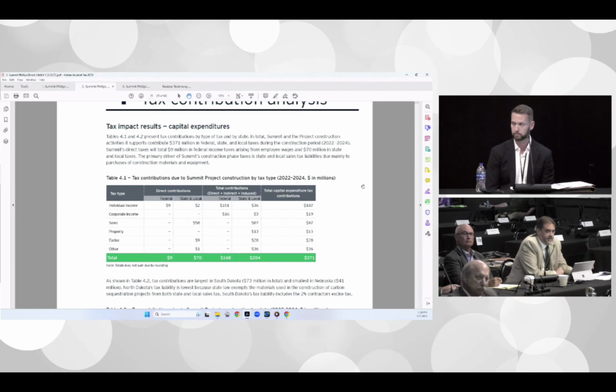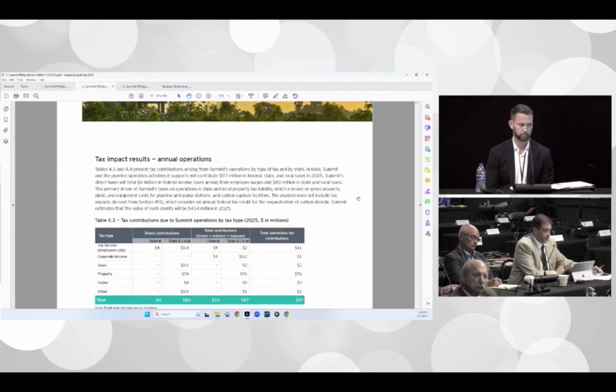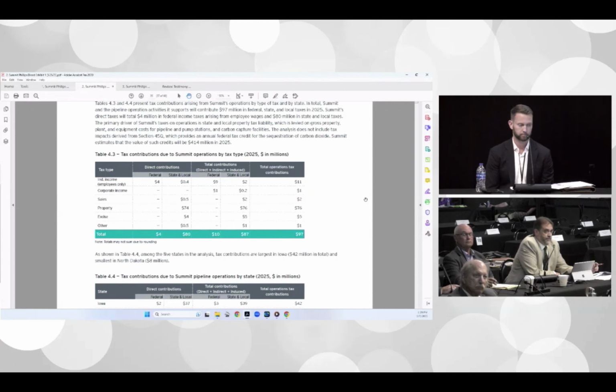And this table is specific to the capital expenditures, correct? That's right. So let's flip over to table 4.3 on page 27, where we have a similar table for annual operations. Is that correct? That's right. And in terms of operations, the direct federal income taxes is expected to be $4 million. Is that correct? That's right, for employees. Right, again from employees. And again, estimated corporate income tax is 0. That's right.